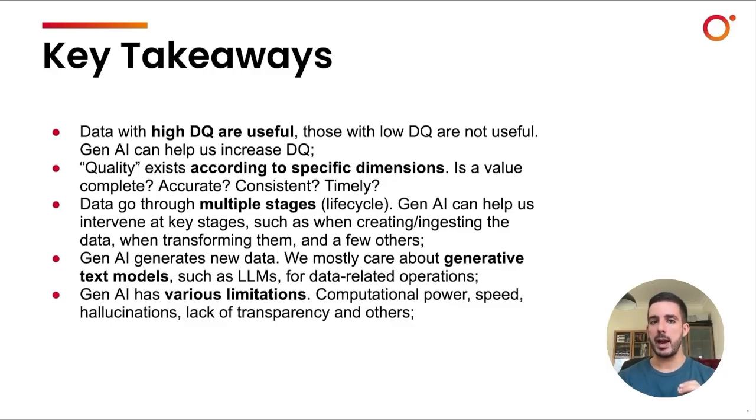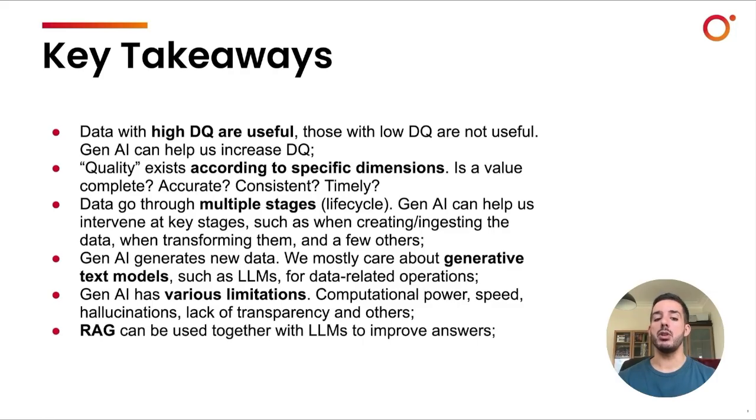We can use generative AI, but we have to know exactly what are the benefits and what are the possible risks as well. And finally, RAG can be used together with LLMs to improve answers. We create embeddings from relevant documents, and then the LLM is going to fetch the most relevant information for an answer based on those documents. It can help keep hallucinations in check, as well as increase the accuracy of value estimation and other data-related operations.